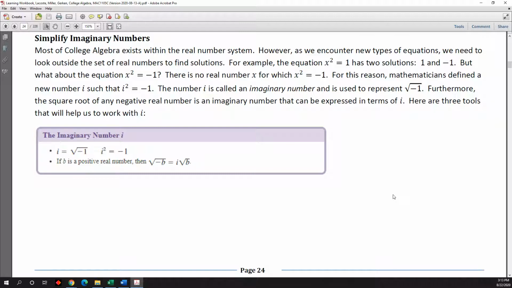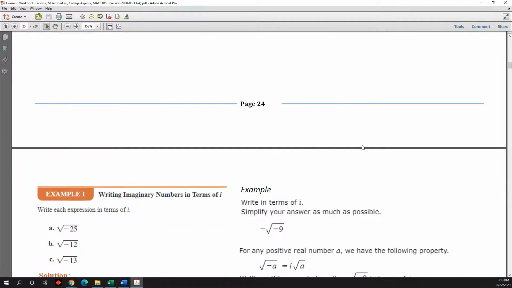Here are three tools that will help us to work with i. The imaginary number i equals the square root of -1. i squared equals -1. If b is a positive real number, then the square root of -b equals i times the square root of b. This last property will be used the most in this particular section.